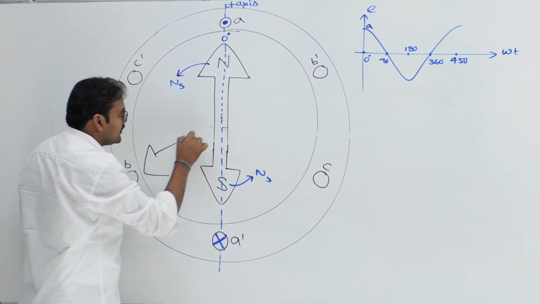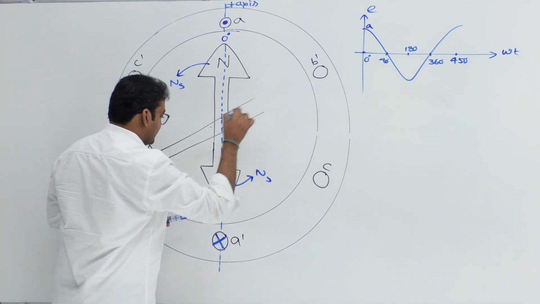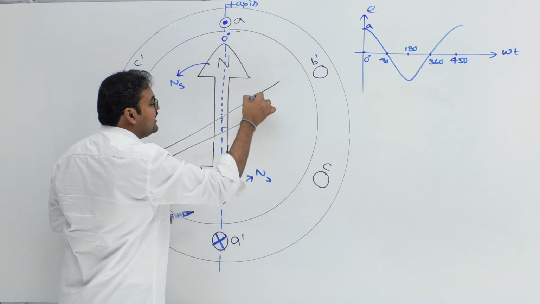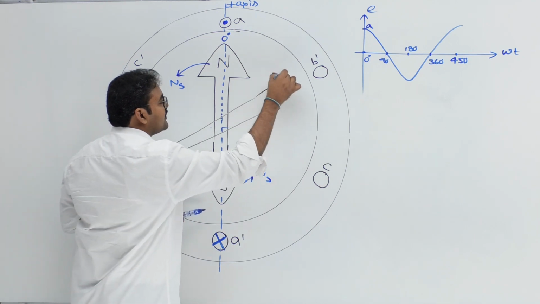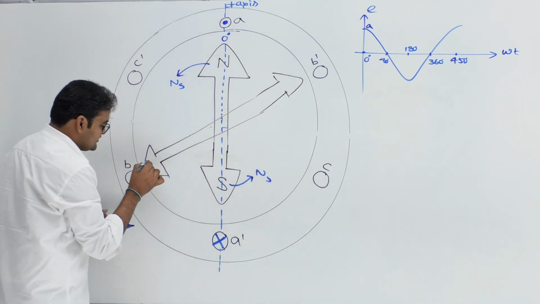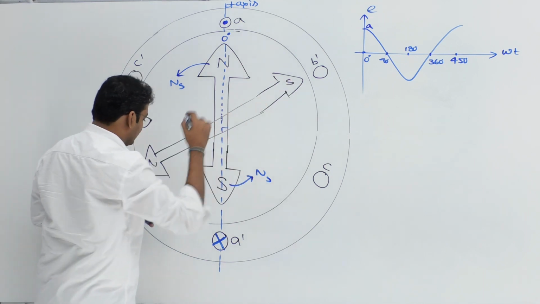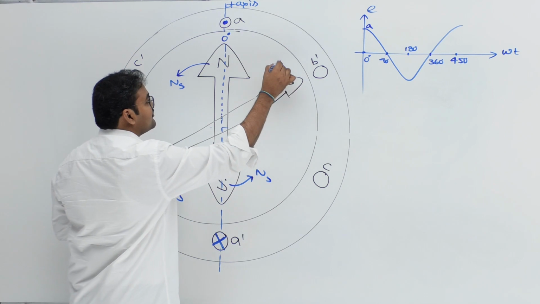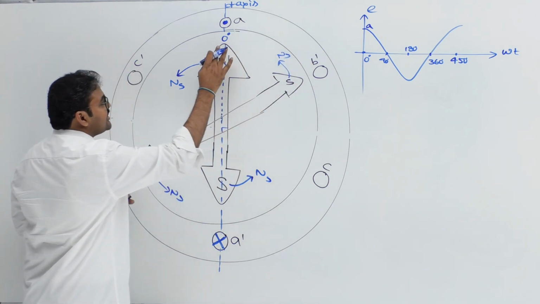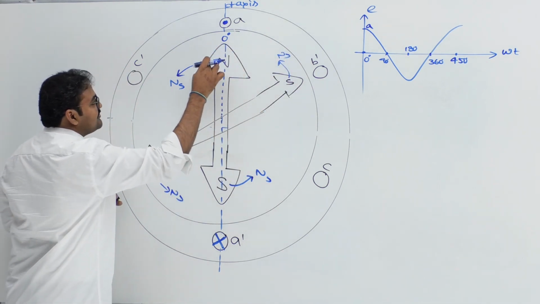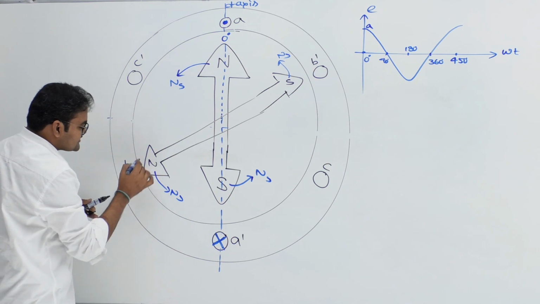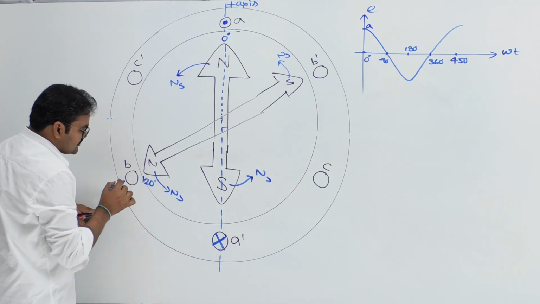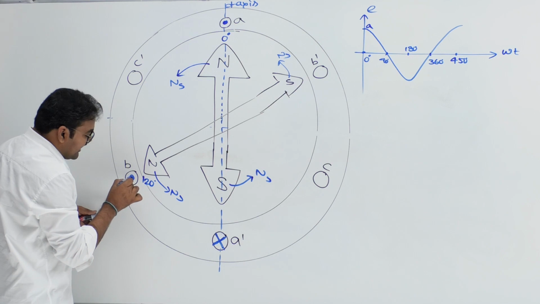This is going to be the rotor position after how many degrees? After 120 degrees. This is north pole, this is south pole. Rotor is rotating in anti-clockwise direction. Don't forget that. So I can remove the first position of the rotor. This is after how many degrees? 120 degrees. So now B phase will have a maximum EMF.